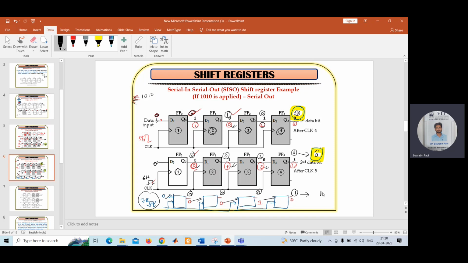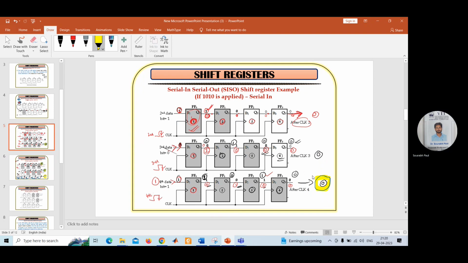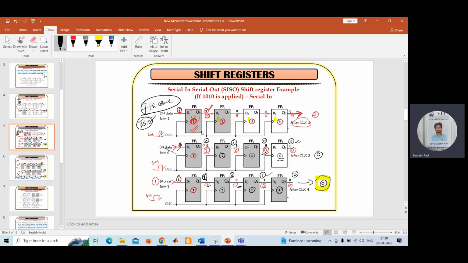So after the 7th clock, you see that you have got the entire thing that you have applied serially in the input. What data you have applied in this shift register, that is 1010. After applying the 7th clock only, you got this value, that is 1, 0, 1 and 0. Okay. So if you have 4 flip-flops, after applying the 7th clock only will you be getting whatever data you have applied, that entire data. In this particular case, we have used 1010. So after applying the 7th clock only, we got the entire bit pattern, that is 1010.